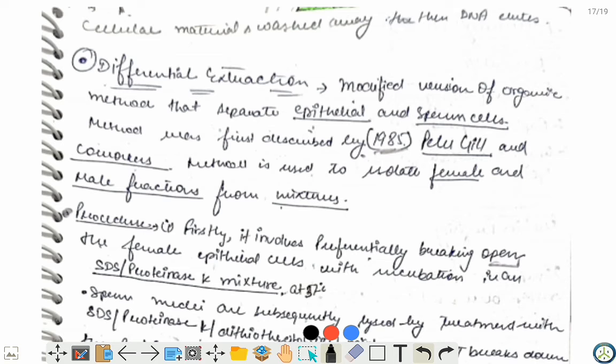Okay, so this method was developed, or we can say described, in 1985 by Gill and his co-workers. This method is used to isolate the female and male fractions from a mixture. This is a very important DNA extraction method, in which we can separate the female extraction and the male extraction from each other.